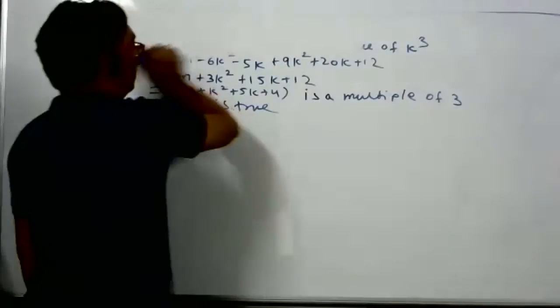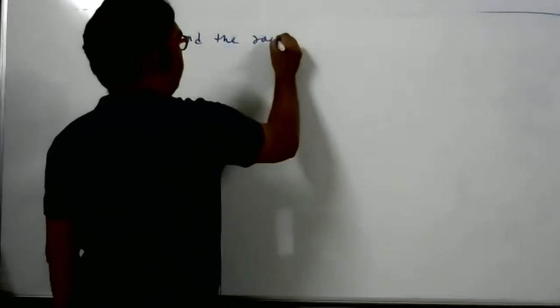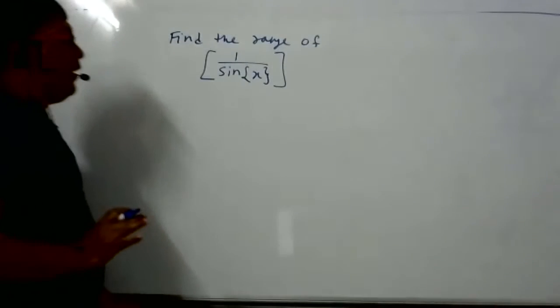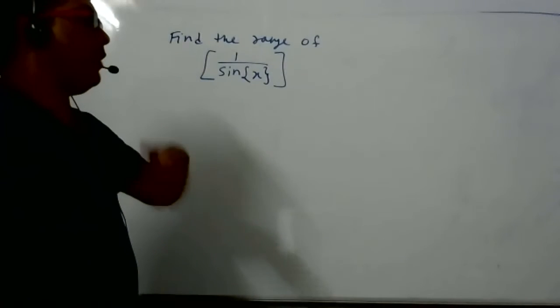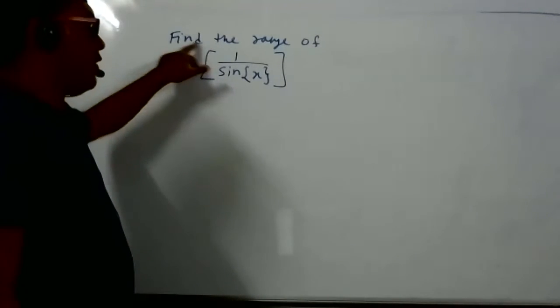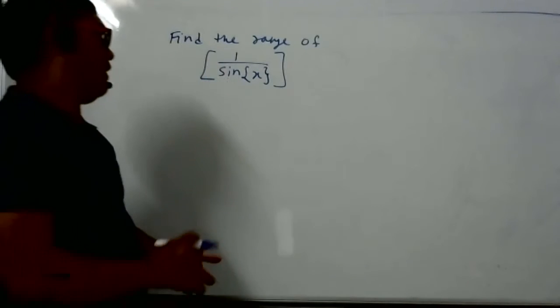Now coming to the homework sum. What is the homework sum, students? Tell me. Sir, find the range of the greatest integer function of 1 by sine of the fractional part of x. This is a good sum. Whenever they want to convey that this is a GIF, the greatest integer function, they will mention it. Fractional part also they will mention, otherwise we will get misunderstood.